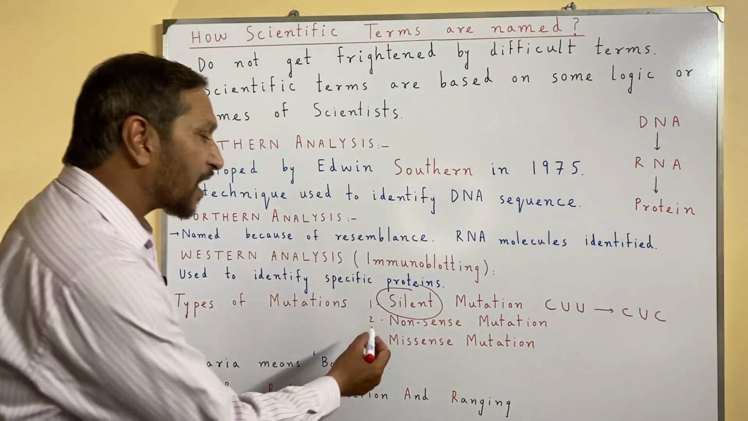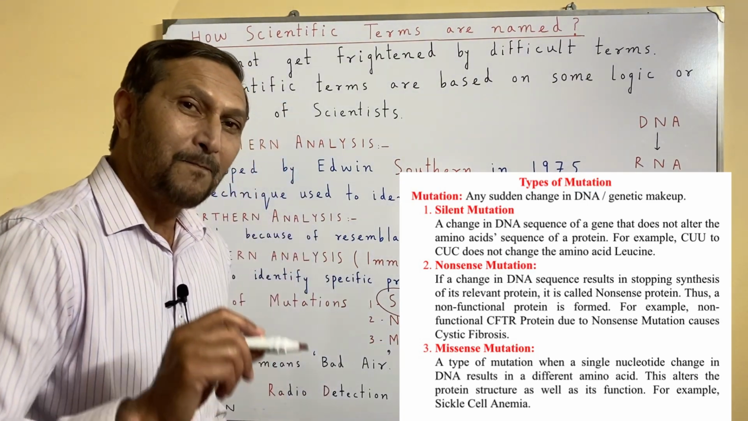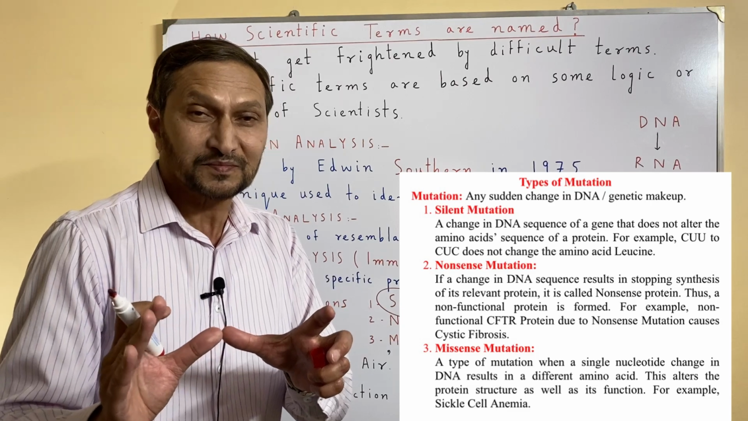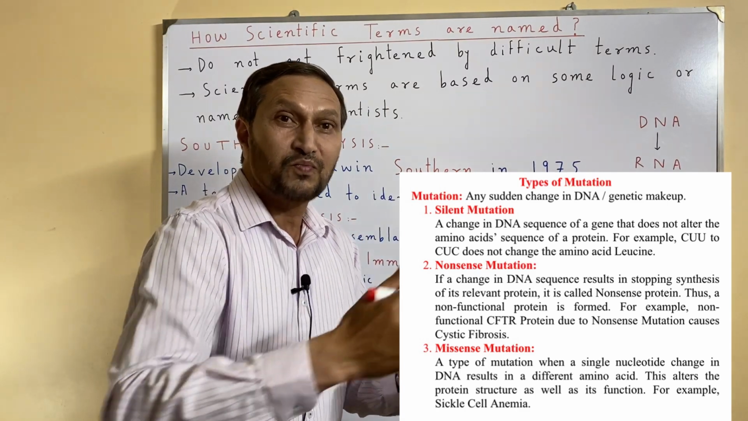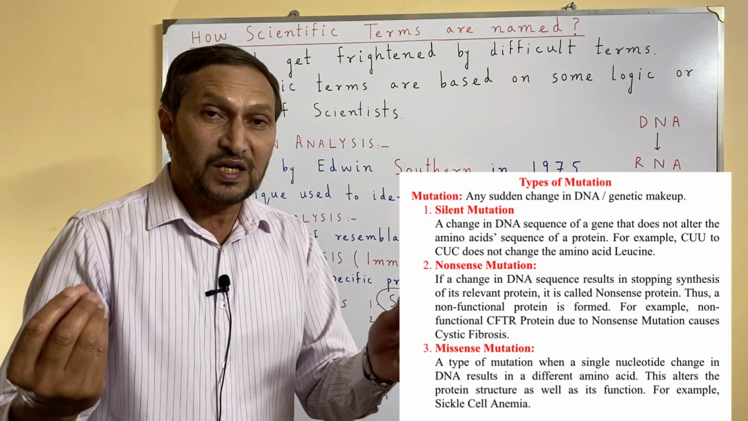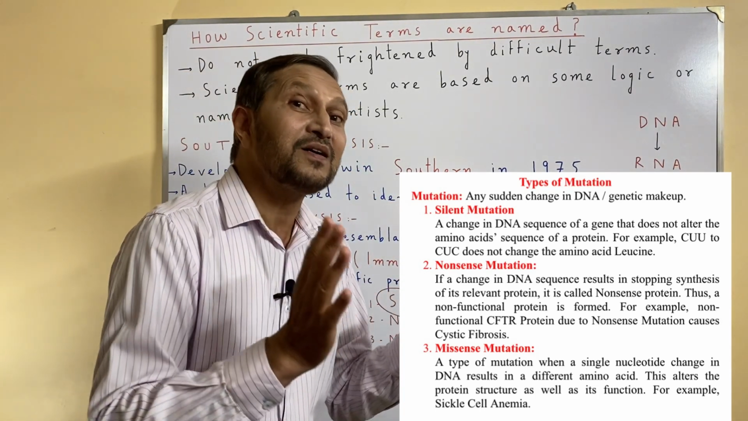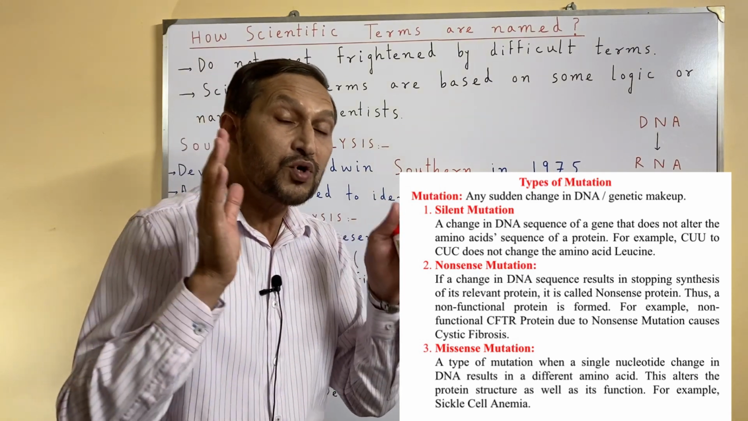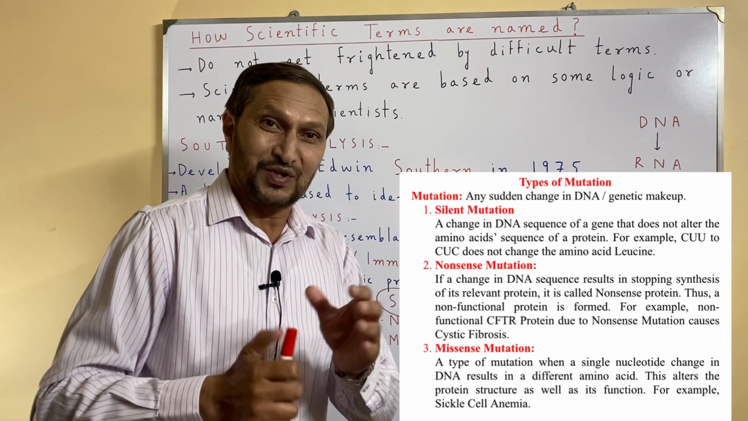Another type of mutation is nonsense mutation. Nonsense mutation is called nonsense because when this type of change takes place, as a result, the message is not understood properly. Whatever is there in the genetic makeup, in the gene, when it is transcribed, it is not understood, and when it is not understood, the protein synthesis is stopped in the ribosome, in the cytoplasm, and this results in a non-functional protein.